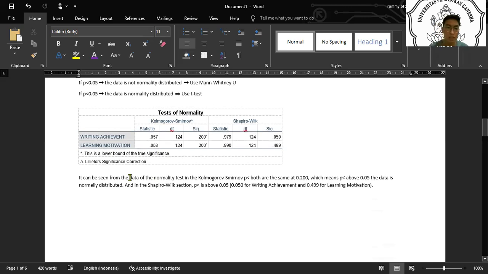It can be seen from the normality test data that the Kolmogorov-Smirnov p-value is the same for both, at 0.200, which means the p-value is above 0.05 and the data is normally distributed. In the Shapiro-Wilk section, the p-value is also above 0.05: 0.050 for writing achievement, and 0.499 for learning motivation.